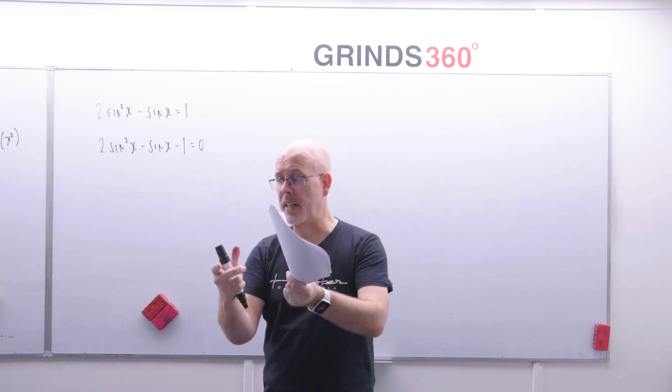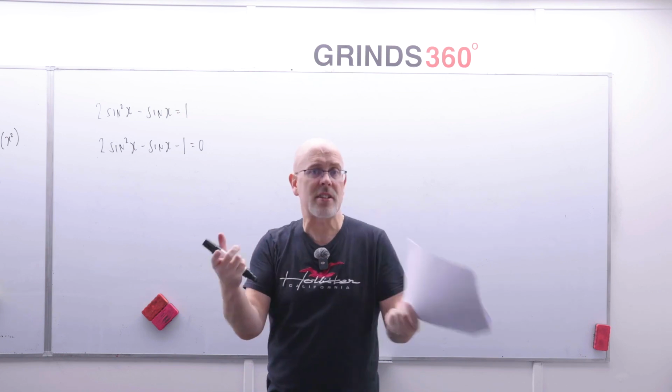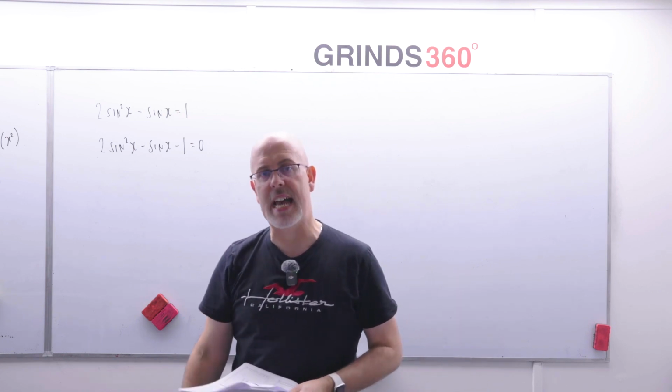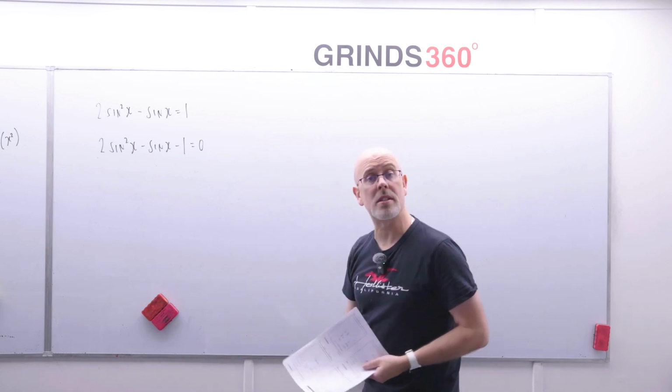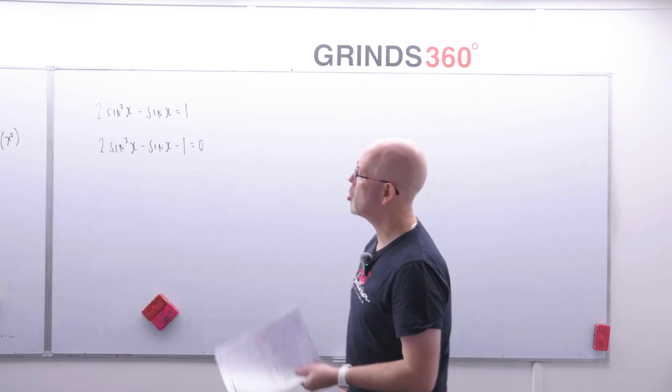And if two things multiplied together give me 0, then one of them has to equal 0. That's always my default setting when I'm solving a tricky equation where something is equal to 0. Okay? So I'm going to try and factorize that.